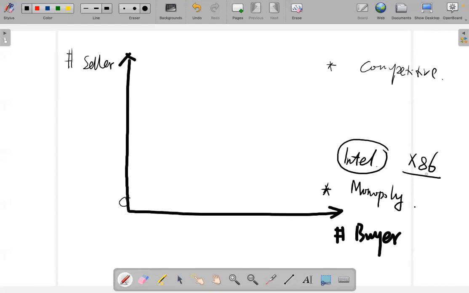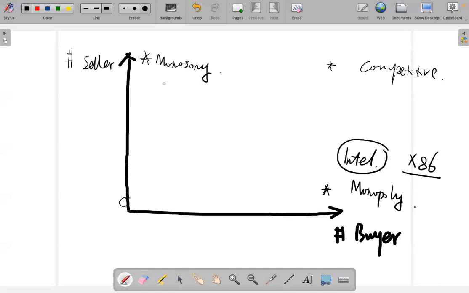Now go to the other end of the market. If we look here, you have one or a few buyers, but many sellers. We call it monopsony. It's missing one thing, maybe the spelling is not precise.